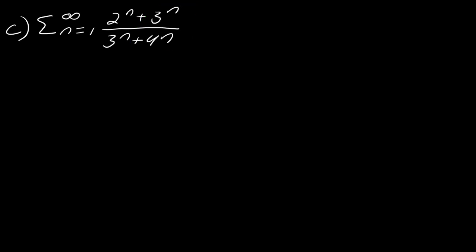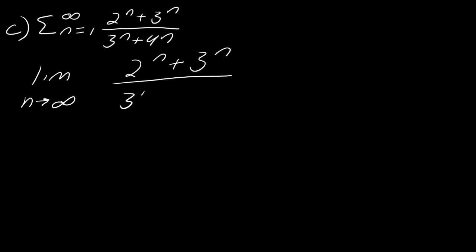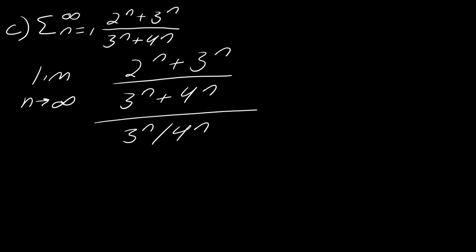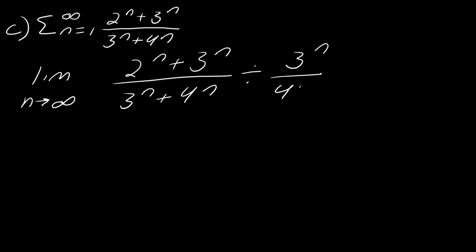So I'm going to take the limit as n approaches infinity of my original series, and I'm going to compare that with 3 to the n over 4 to the n. Okay, and so hopefully this will give me something that is a little easier to work with. So I want to show what's going on here. I'm dividing by 3 to the n over 4 to the n. So let's rewrite that. I'm dividing by 3 to the n over 4 to the n.